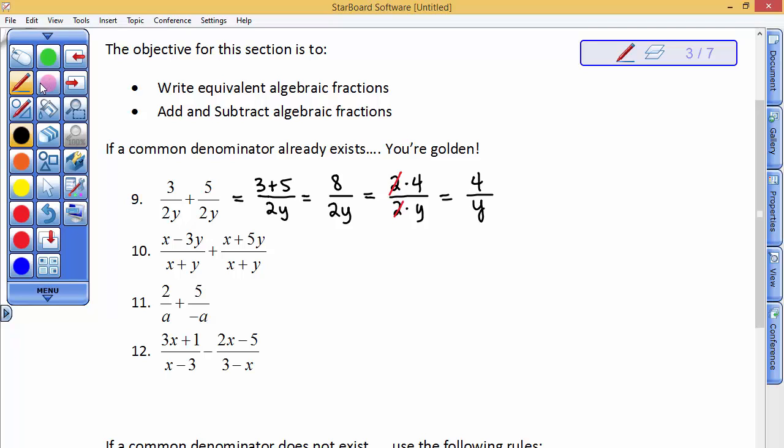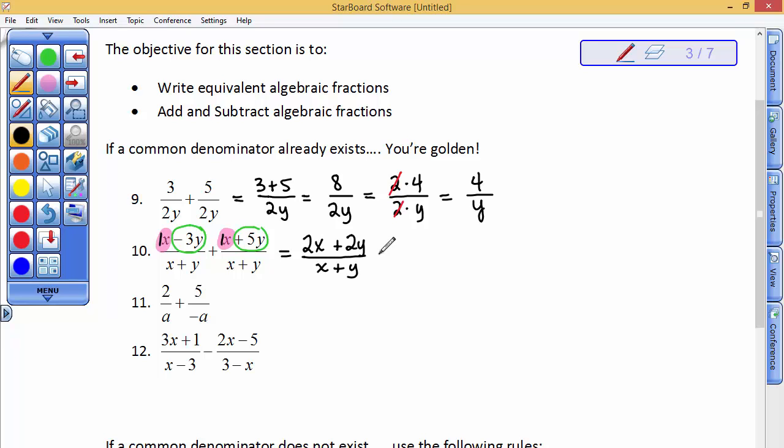The next one has common denominators, and I'm going to highlight this x and this x because they have to be combined. Because the denominators are alike, I'm adding the numerators. So 1x plus 1x is 2x. And then this minus 3y and this plus 5y add to be a positive 2y, and now that's over the common denominator of x plus y.